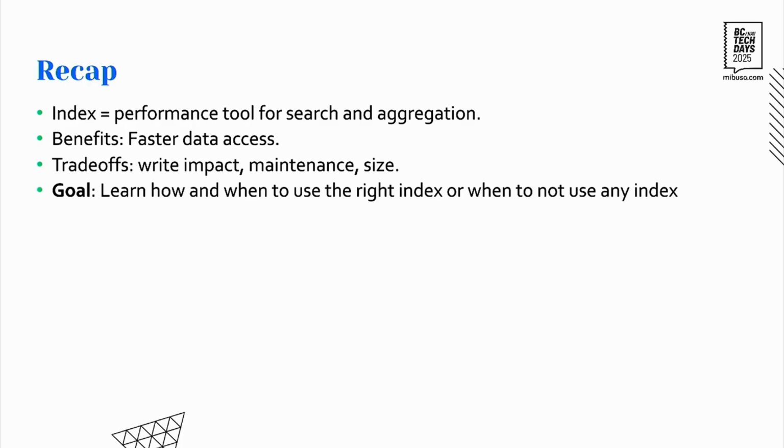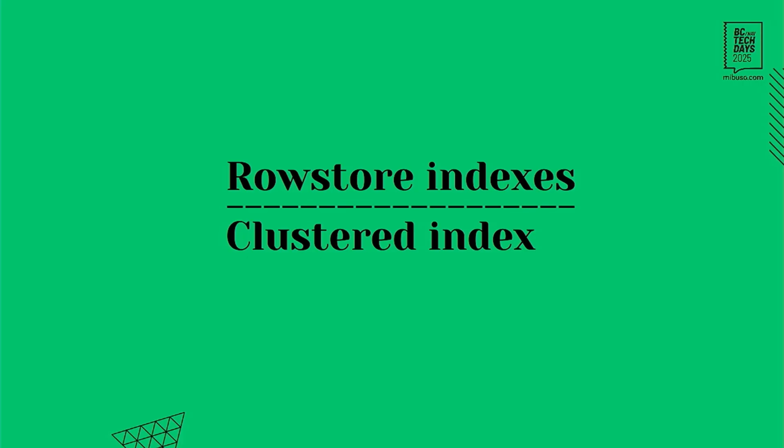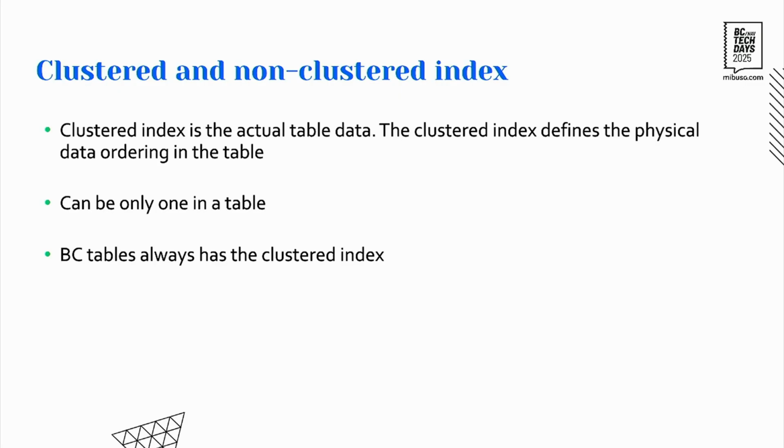So that's now the main part, going through the different index types and figuring out what they're good for. First one, row store indexes. We have Columnstore, this is row store, and the clustered index, aka primary key, is the first one.